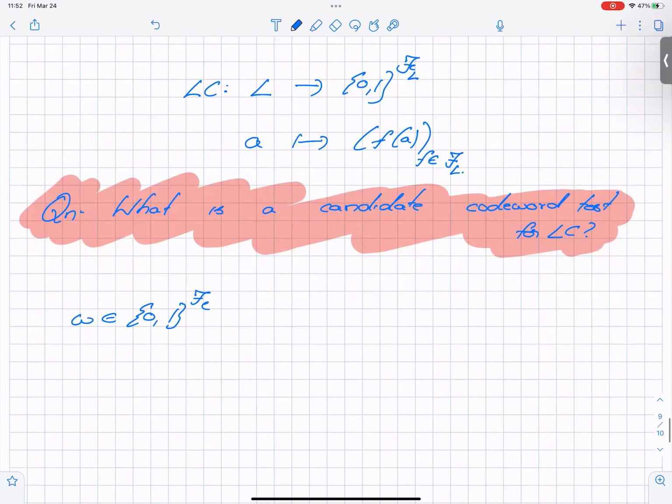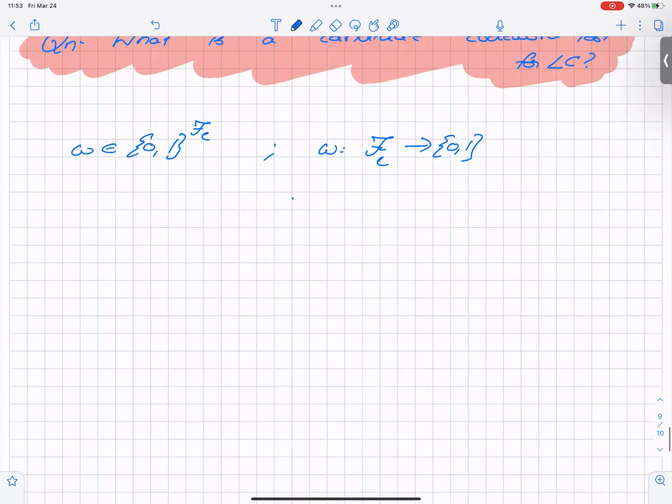I'm going to view this string as W from FL to {0,1}. Obviously, I can view the string this way, and I want to check that it is a long code word. For every function in the Boolean space, it's giving you a bit. What we want to check is that the bit it's giving you is the evaluation of all these functions at the same location. There is one underlying location.